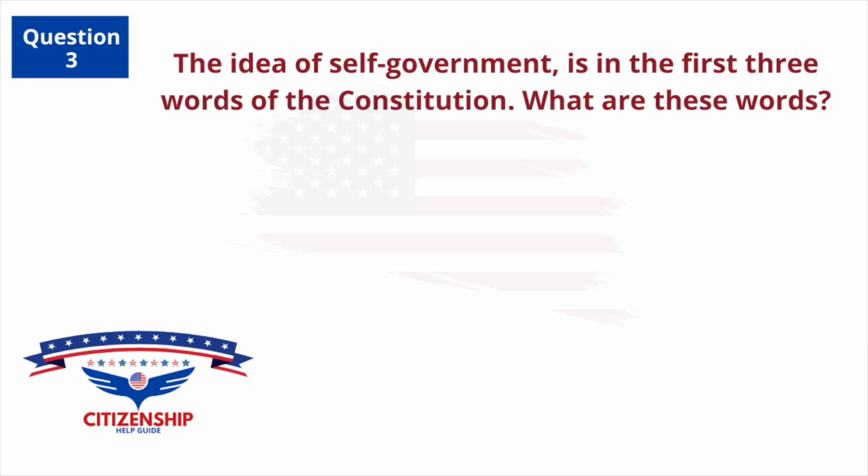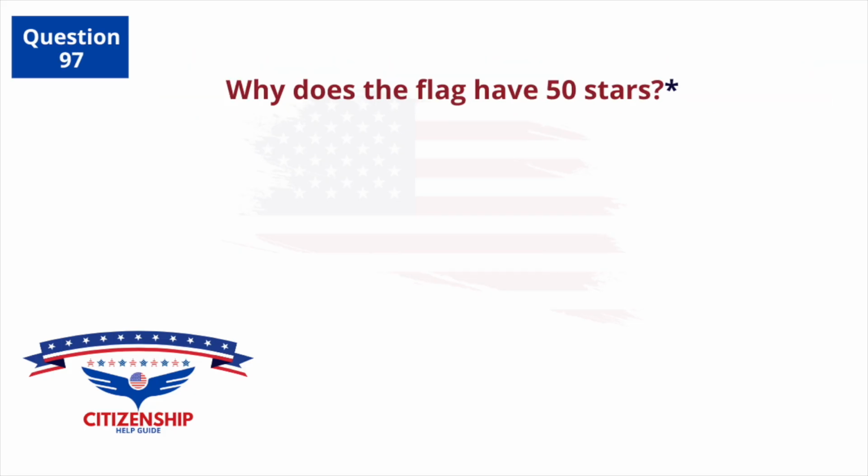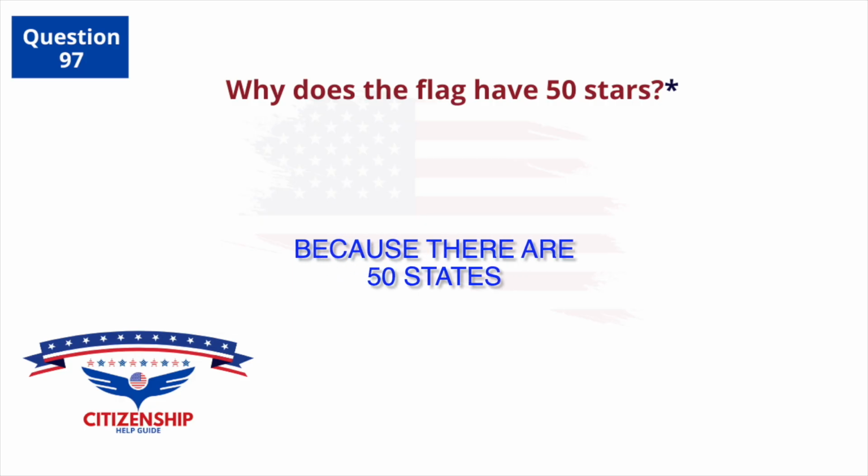The idea of self-government is in the first 3 words of the Constitution. What are these words? We the people. Why does the flag have 50 stars? Because there are 50 states.